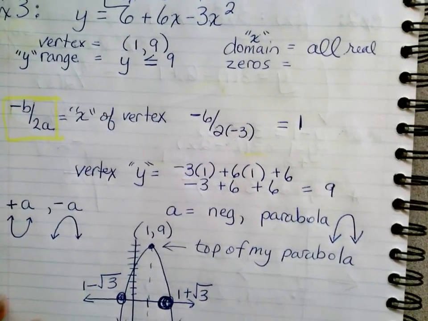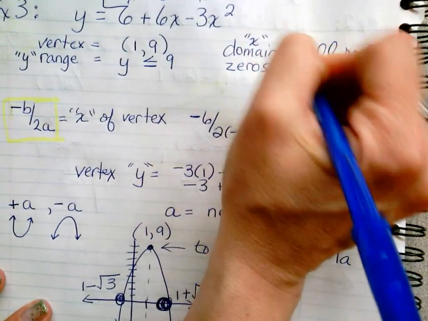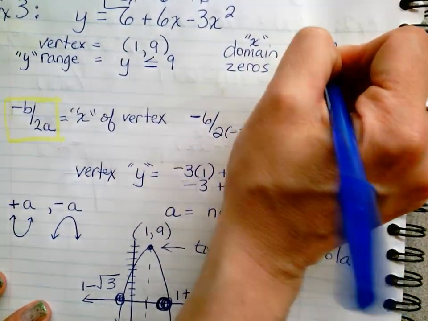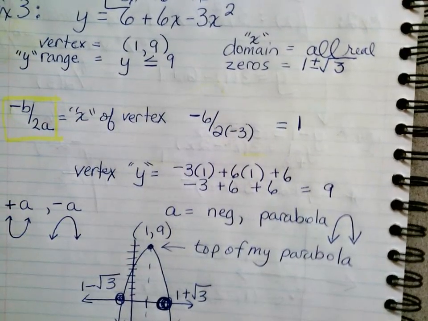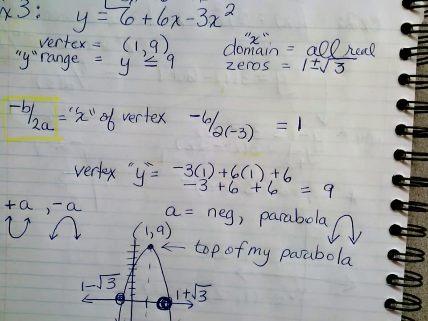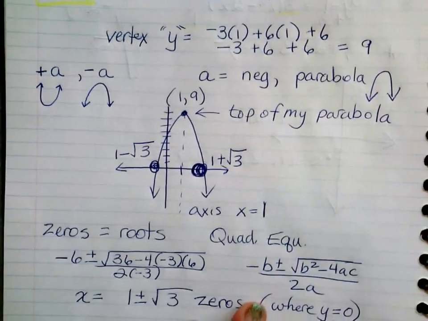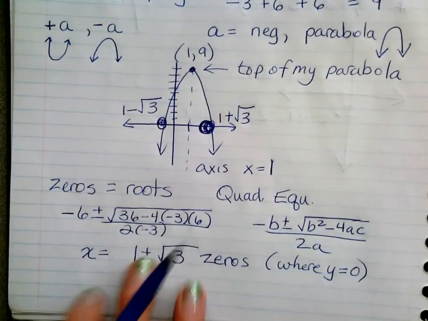So the fourth and final question, what are my zeros? 1 plus or minus the square root of 3. And they tell you that at the bottom. The zeros are the x-intercepts. Well, that makes sense because y must be 0 for those to be true.